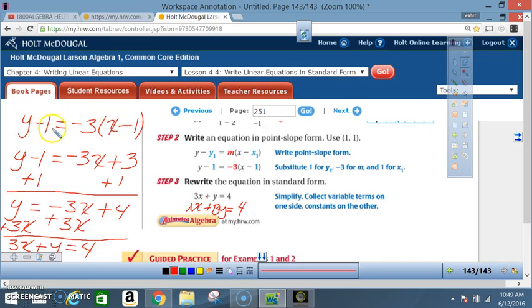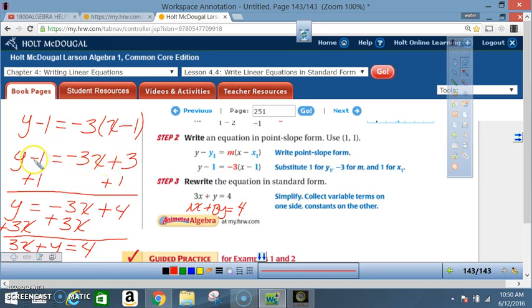We got y minus 1 is equal to negative 3 times x minus 1. We want to get the x and the y on the same side, and the constant on the other side by itself. So I'll bring down my y minus 1. The negative 3 I'm going to distribute. So negative 3 times x is a negative 3x. A negative 3 times a negative 1 is a positive 3.